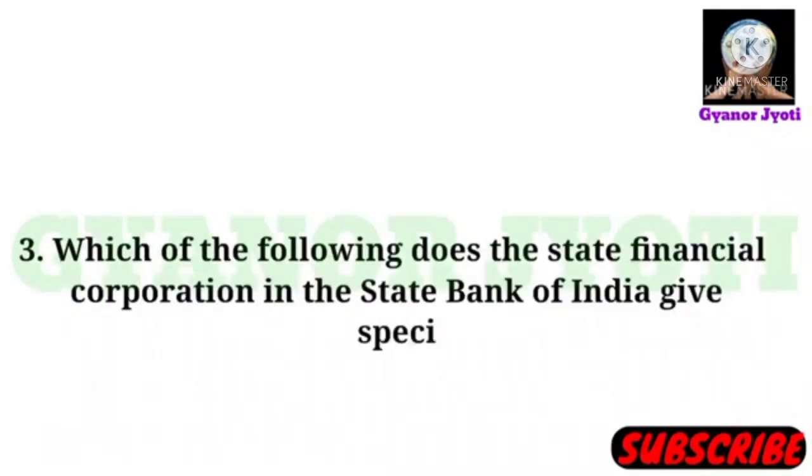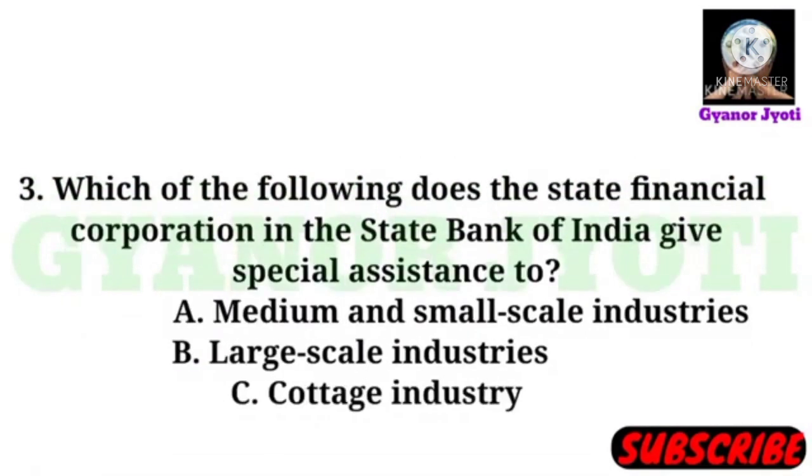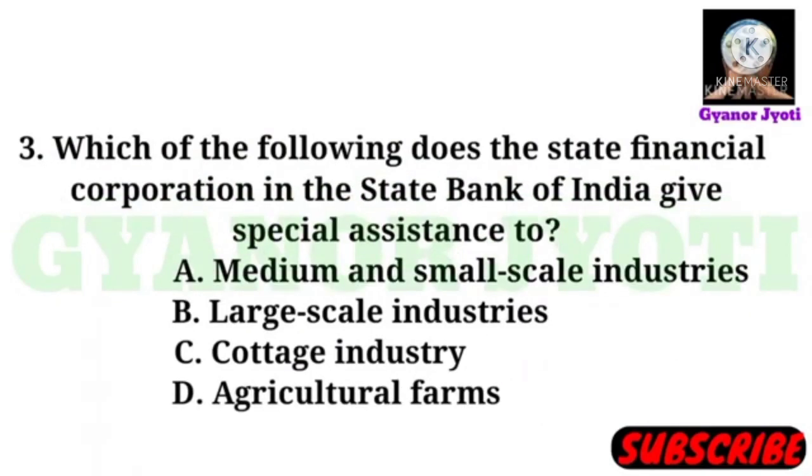Next, which of the following does the State Financial Corporation in the State Bank of India give special assistance to? Correct option is option A. Option A is medium and small scale industries. Medium and small scale industries does the State Financial Corporation in the State Bank of India give special assistance to. Option A is the correct.